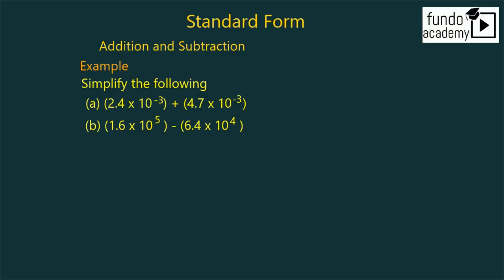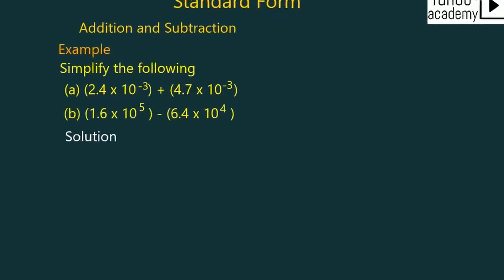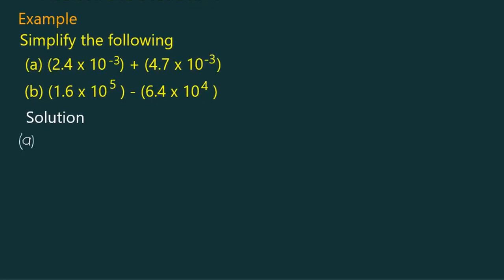Okay, so let's go on to the solution. We're starting with part A: 2.4 times 10 to the power of negative 3 plus 4.7 times 10 to the power of negative 3 again. The method that we want to use here is that of factoring out. If you look at these two numbers in standard form, you can see that we've got a common factor, and our common factor here is 10 to the power of negative 3.